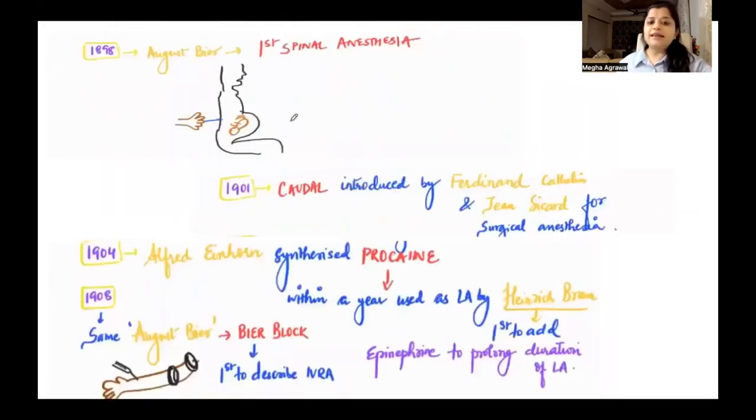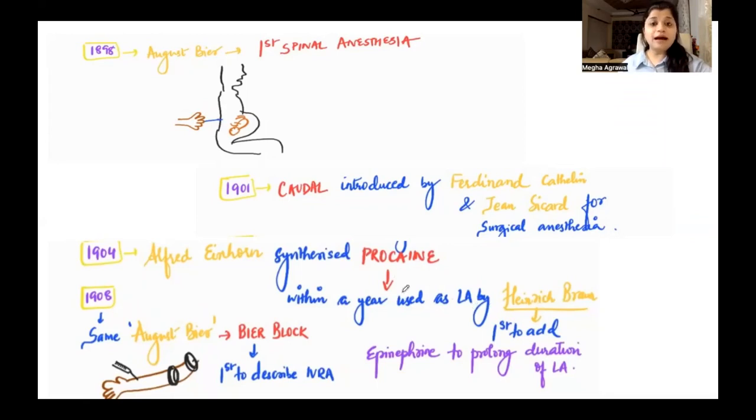Then the first spinal anesthesia, which we give now also, was used by August Bier. August Bier was a scientist who discovered the first successful spinal anesthesia in 1898. Then the first caudal was introduced in 1901, just the beginning of the 20th century. Caudal was introduced for surgical anesthesia. Procaine was also synthesized, and within a year, it was used by Heinrich Braun. He was the first to add epinephrine to local anesthesia.